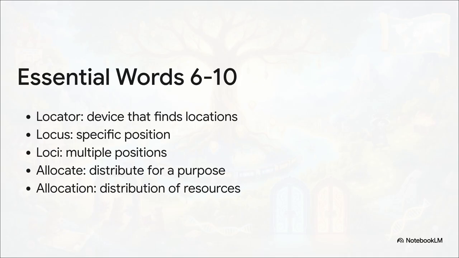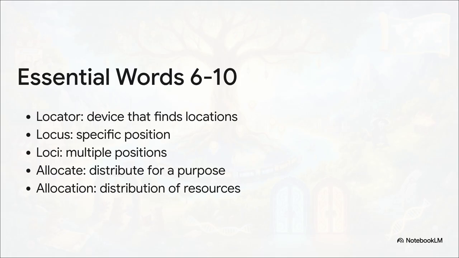Number 7 is locus, pronounced locus. Literally meaning place, its modern meaning focuses on a specific position or location, heavily used in genetics and mathematics. Imagine scientists in a lab. For example, scientists identified the gene's locus on chromosome 7. Number 8 is loci, pronounced loci. The literal meaning is places, and the modern meaning is multiple positions. Example, several loci were studied during the genetics experiment.